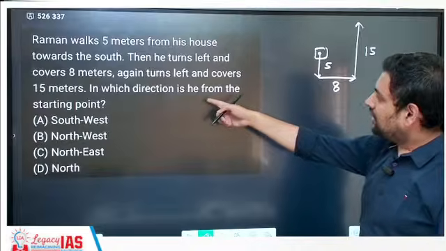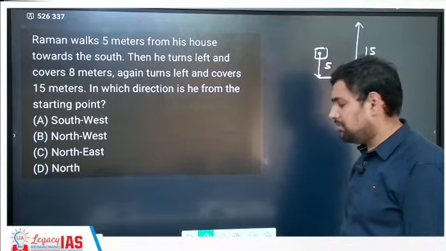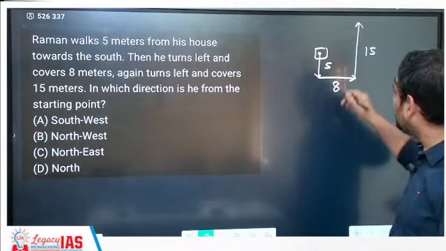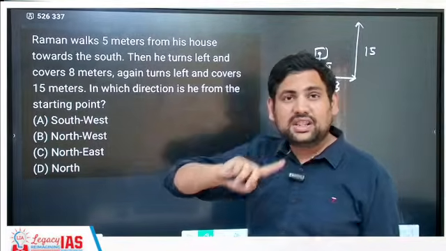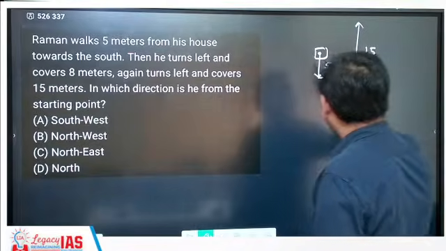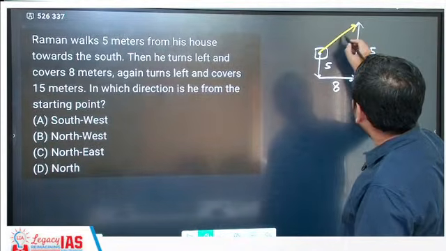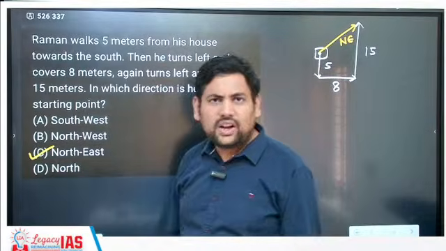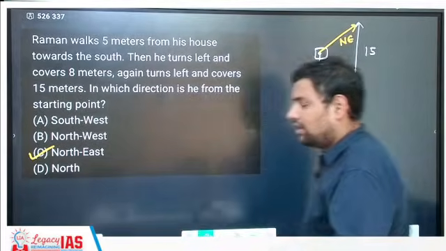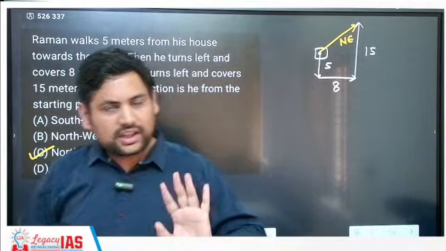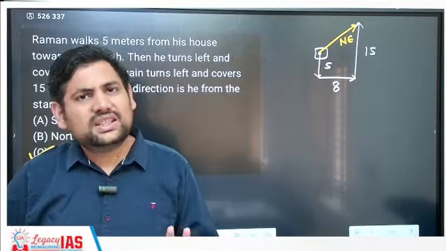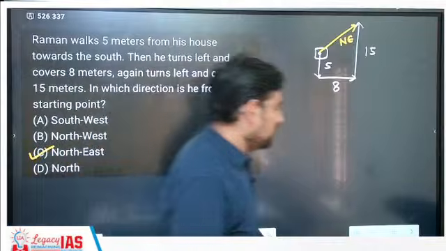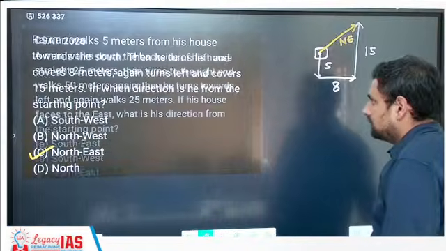Then it is asked, in which direction is he from the starting point? If this is the starting point, this is where he is now. It is not asking in which direction he is going now, that will be north. From the starting point, this is very clearly northeast. You don't have to worry about the angle. If it is between north and east, you call it northeast. It does not necessarily have to be 45 degrees when you are calculating the direction.